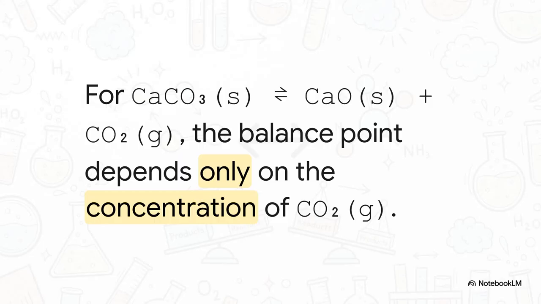This example just shows it perfectly. You have limestone, a solid, decomposing into another solid and a gas. We get to just ignore both of the solids. So the entire balance point of this reaction, its destination K, depends only on the amount of one single thing, the carbon dioxide gas. It makes everything so much simpler.